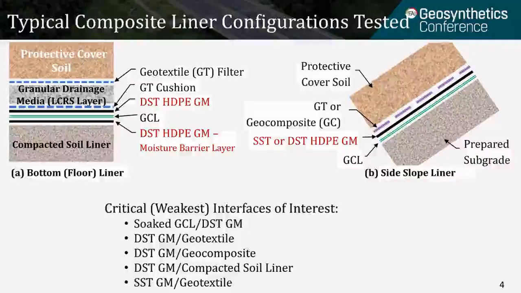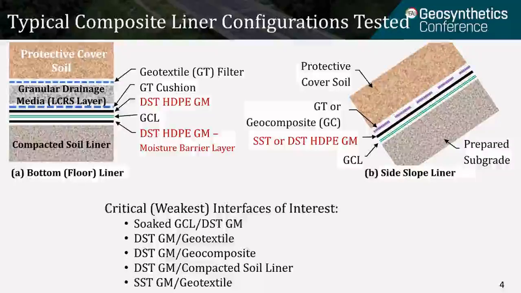The side slope liner typically consists of protective cover soil, a geotextile or geocomposite layer that acts as a cushion, as well as LCRS layer, a single side textured geomembrane with smooth side up, a GCL, and prepared subgrade. Sometimes double side textured geomembrane is used for side slopes for slope stability reasons.